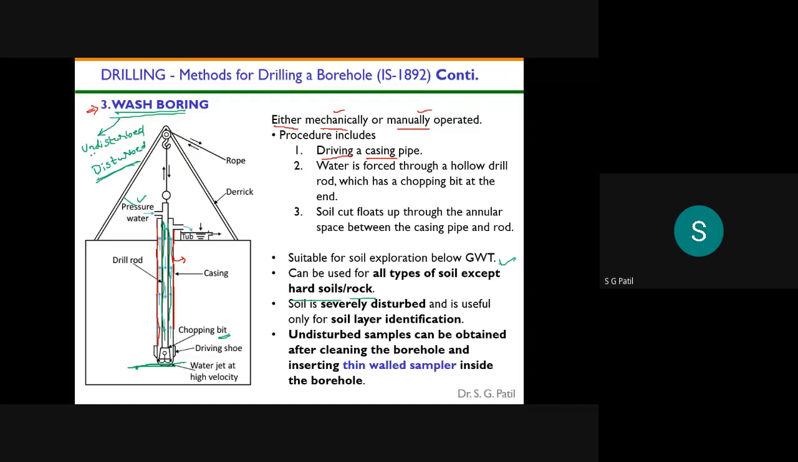Okay, how to get an undisturbed soil sample? To get the undisturbed soil sample, you remove this entire assembly, and then you remove this chopping bit and replace it with the sampler. Okay, you replace it with the thin walled sampler. So the thin walled sampler looks like this. In the later PPT I will show the figure of this thin walled sampler. So we will attach that and then push it inside the ground.